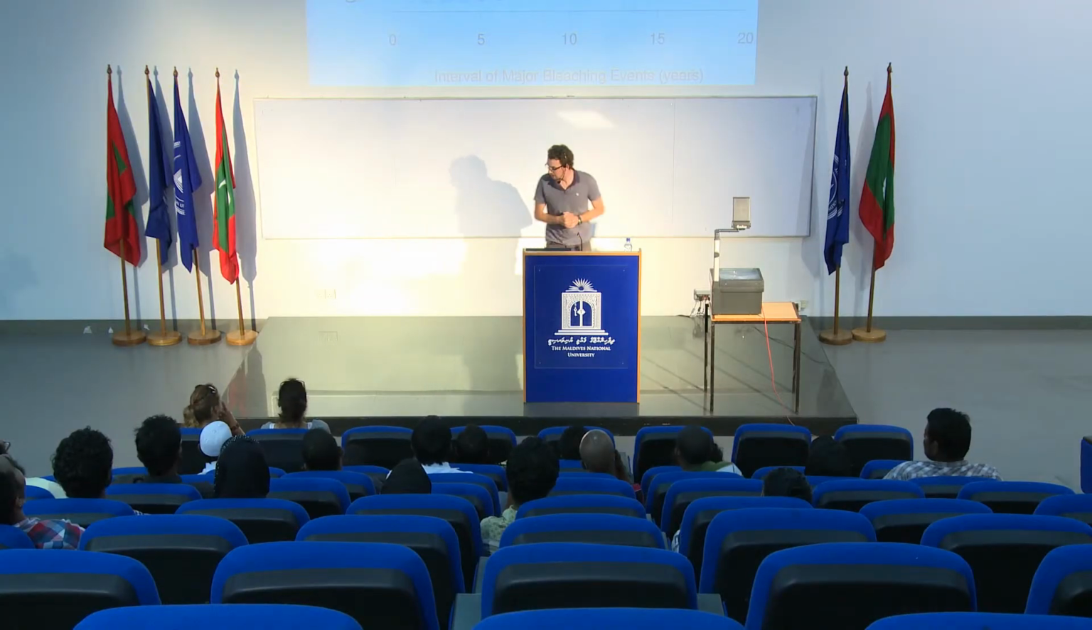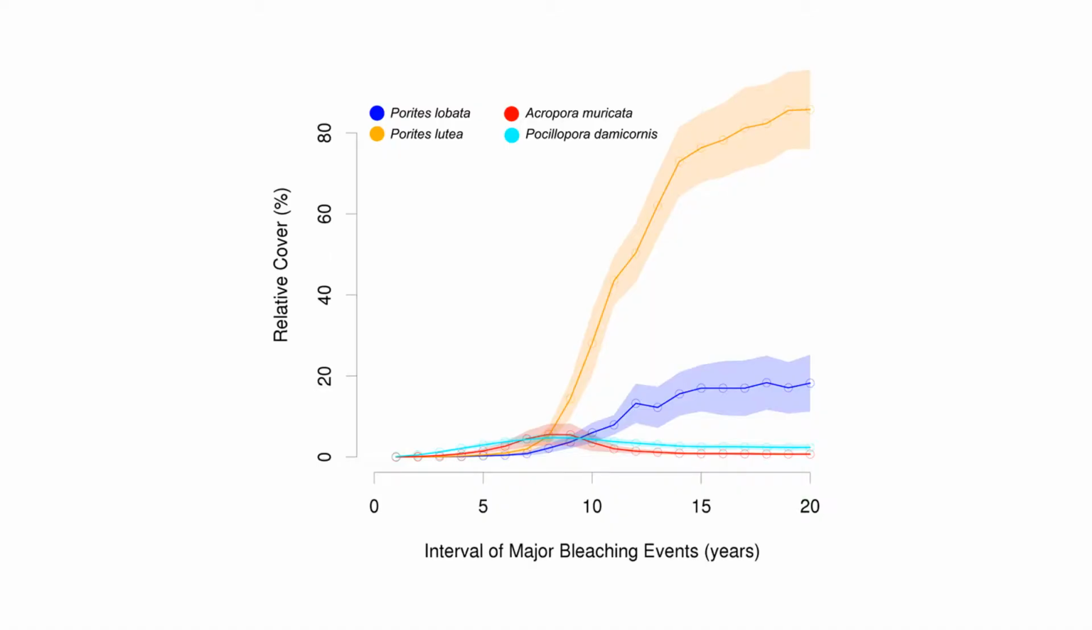And this graph illustrates that quite nicely. So on the x-axis, you've got the interval of major bleaching events. If the interval is every 20 years, we're likely to see better regrowth and better recolonization. If it starts to occur more often, what's going to change? And here you can see the red line, the Acropora, and you can see that if it's every 5 years, you start to get an increase. They start to recover after about 9 years or so.